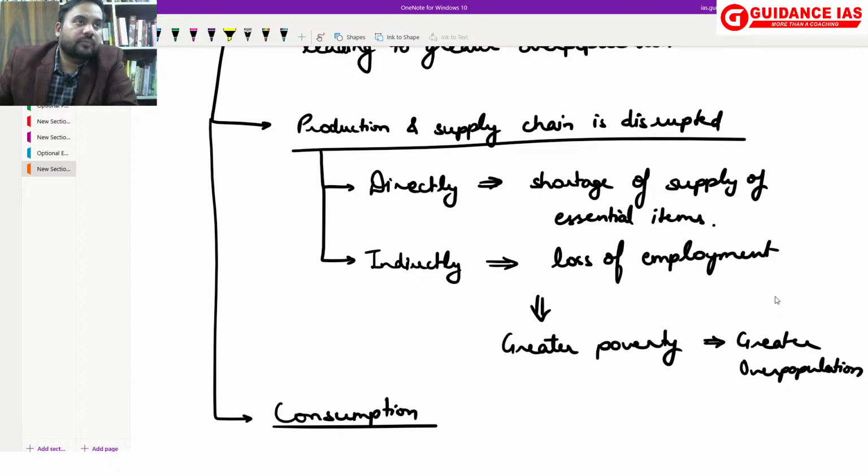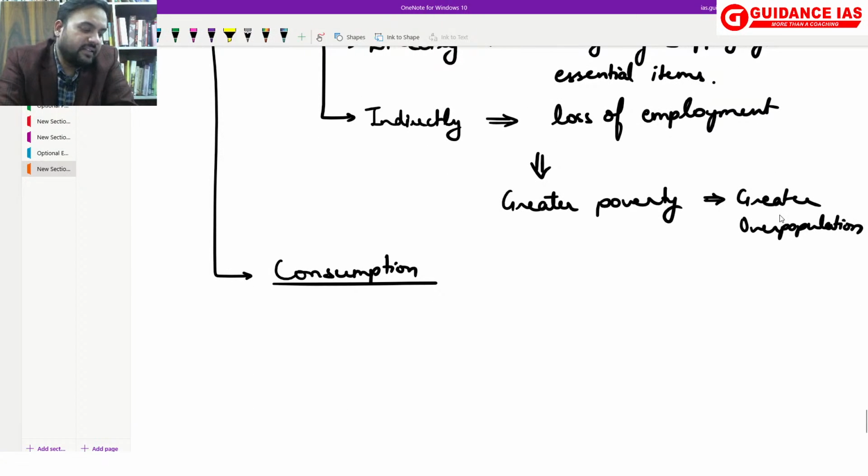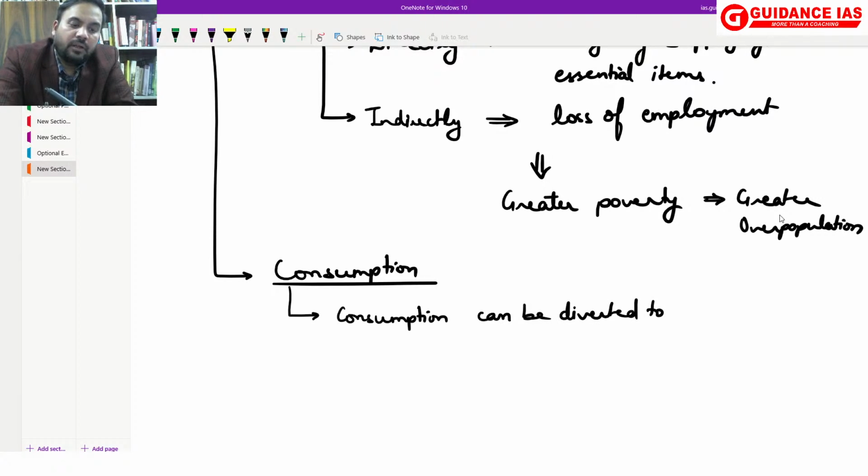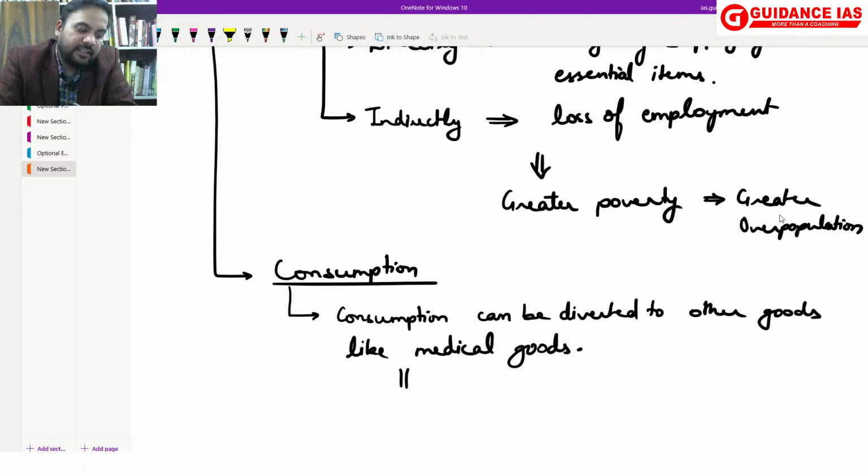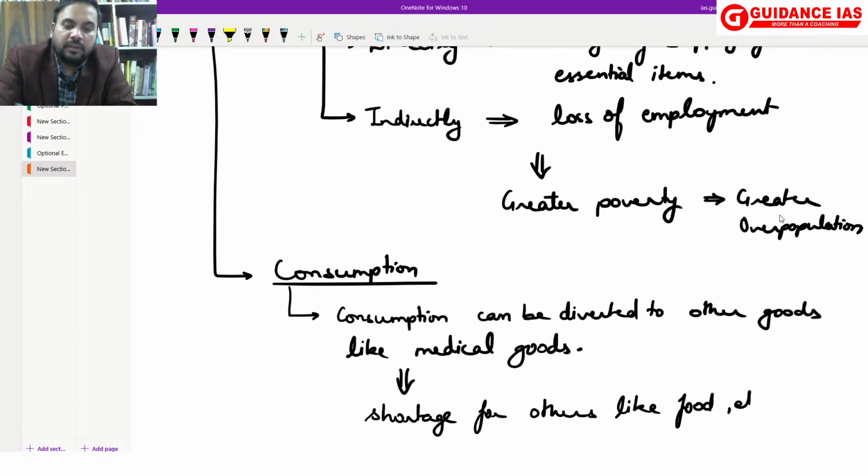Suppose consumption. So can I say in such exigencies, consumption can be diverted to other goods like medical goods, and this can create what? Shortage for others like food, etc.